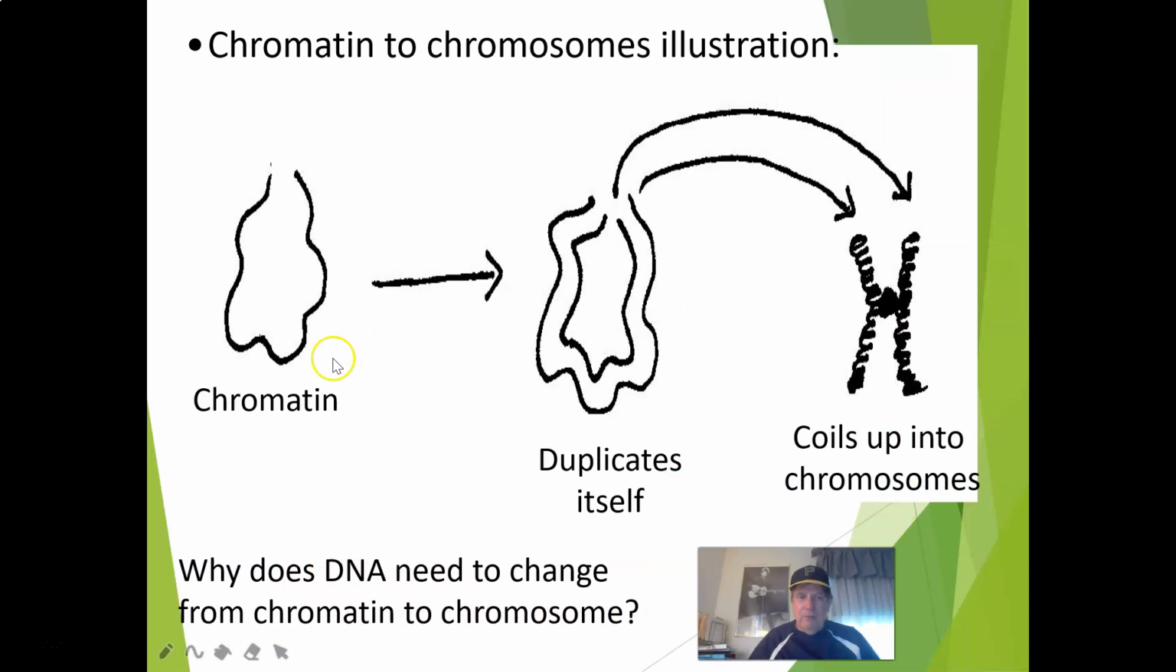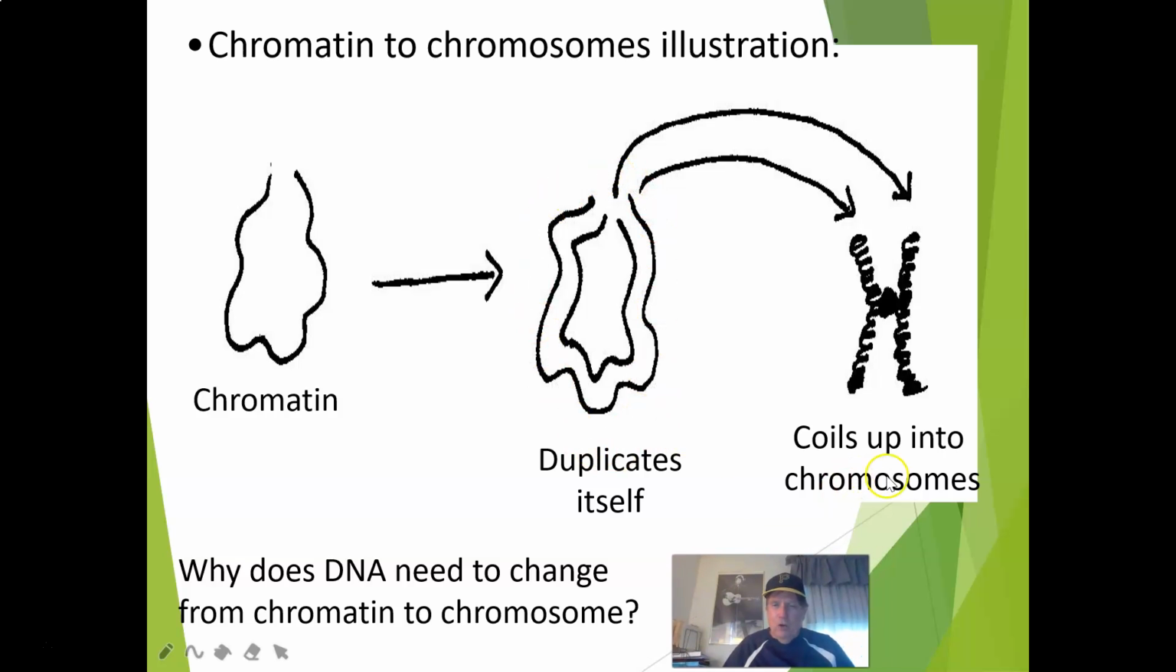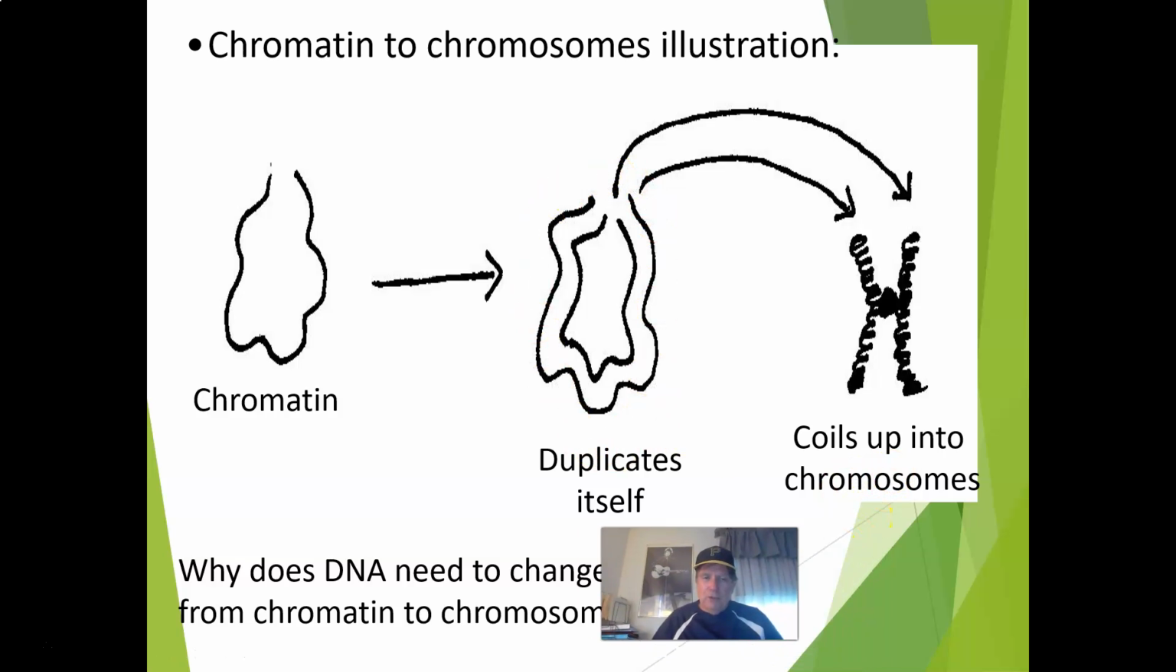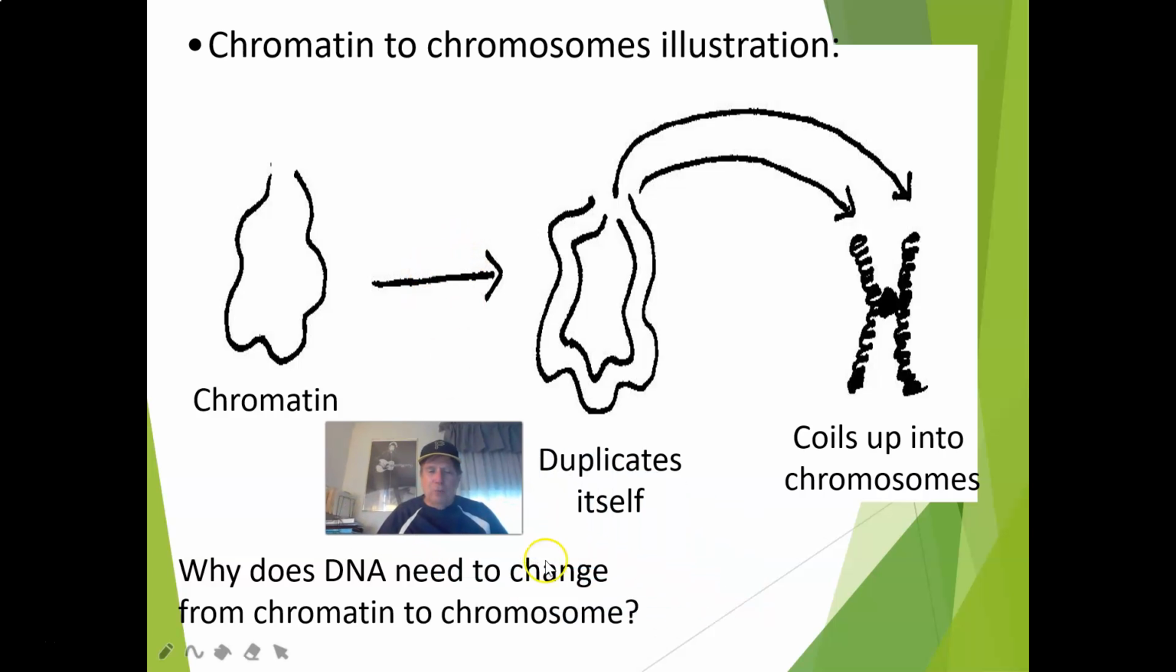Here's another picture of it. We get the thin chromatin. It duplicates itself. It coils up to become a chromosome. So why does DNA need to change from chromatin to chromosome? It's a more efficient division.